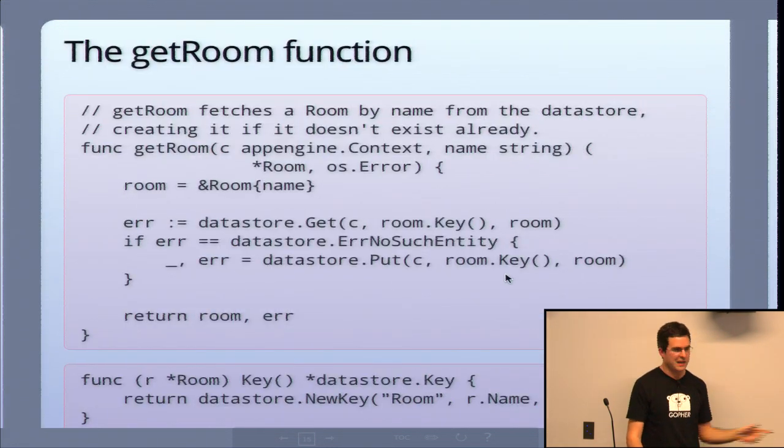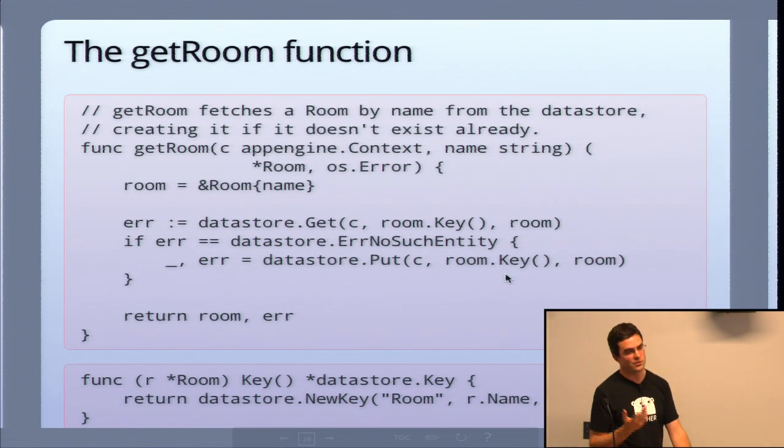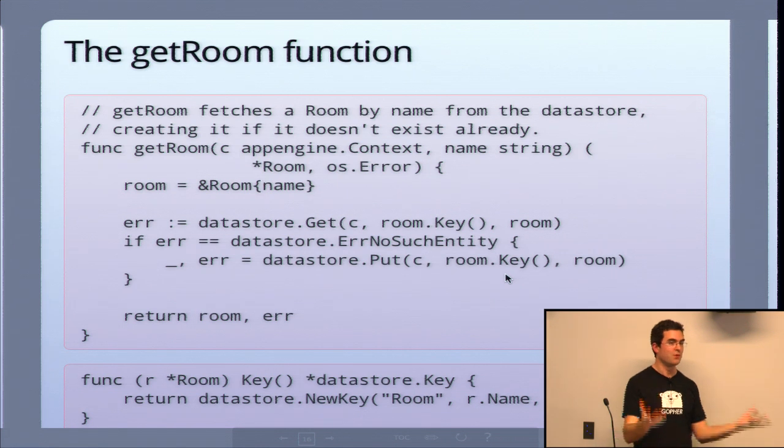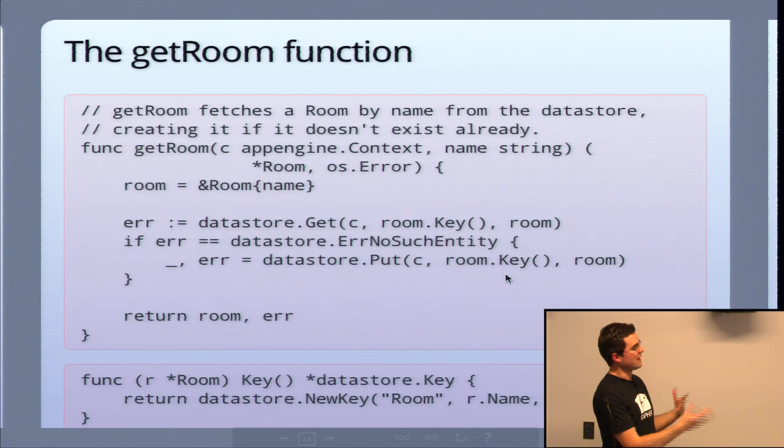But can anybody tell me what's wrong with this? So I've got a race condition. Who doesn't know what a race condition is? Cool. So essentially, if I do a get and try and find a room with this key, and then I don't find it, and then another client comes in and is doing exactly the same thing, they both don't see one. One of them creates it, and then the other one doesn't see it.